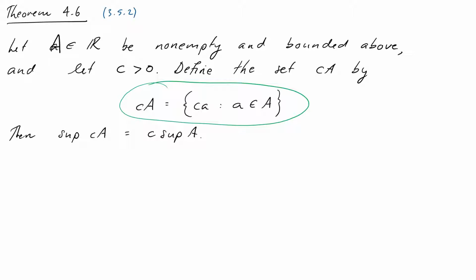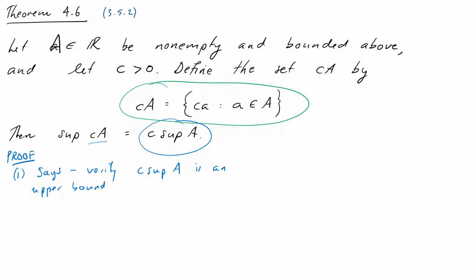Alright, so how do we prove this? Well, we have to show that the supremum of a set is equal to a particular number. So we have to show that this number c sup A satisfies the two requirements of the supremum of this set cA. If we look at our definition, part 1 says verify that c sup A is an upper bound of cA. So we've got to show that this number c sup A is actually an upper bound for our set. And the second part, remember, is to show that it's the smallest of these. So we need to pick an arbitrary element of our set cA and show that c sup A is greater than or equal to it.